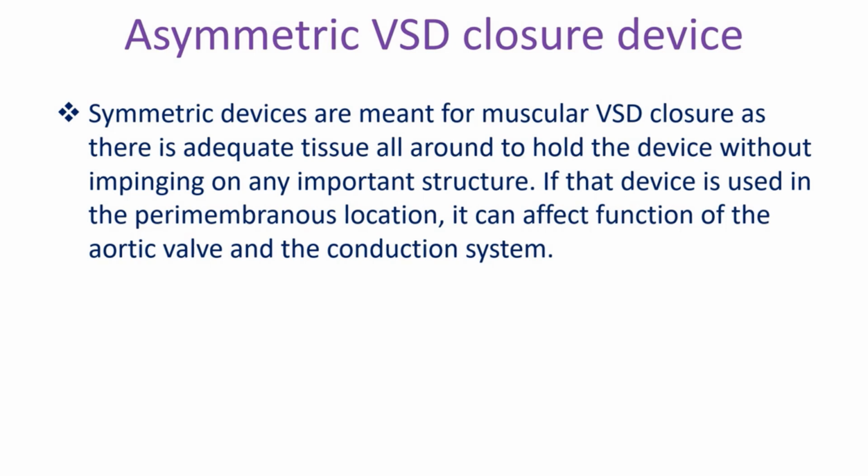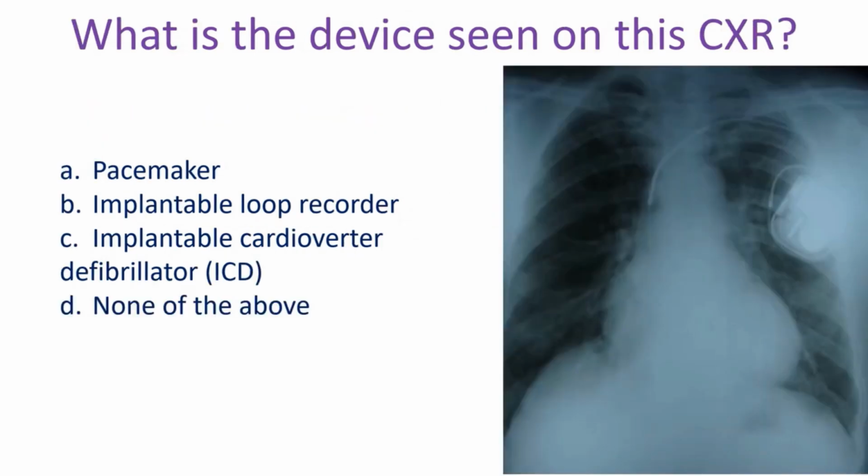Symmetric devices are meant for muscular VSD closure as there is adequate tissue all around to hold the device without impinging on any important structure. If that device is used in the perimembranous location, it can affect function of the aortic valve and the conduction system. What device is seen on this chest X-ray?